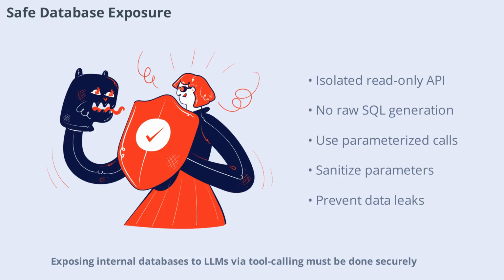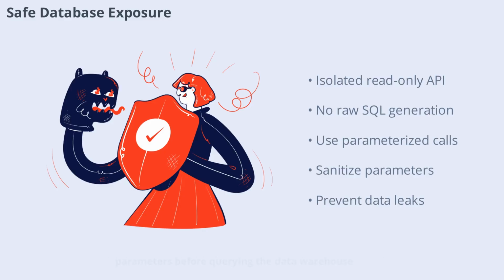Exposing internal databases to LLMs via tool calling must be done securely. Create an isolated read-only middle layer or API, and never allow the LLM to generate raw SQL text like drop or update statements. Instead, the model should call parameterized APIs such as fetch product by ID. The backend validates and sanitizes parameters before querying the data warehouse, preventing unauthorized access or data corruption.